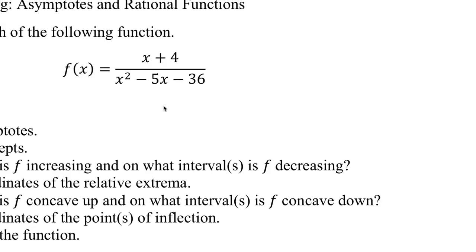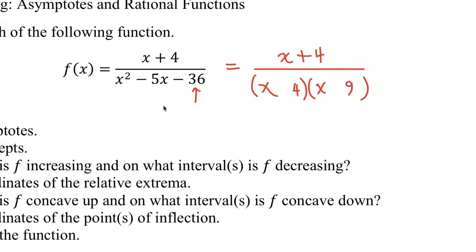So the numerator is x plus 4. I'll keep it the same. But the denominator, let's see if it factors. Two numbers that multiply to be 36. I'm thinking 4 and 9. See, I'm trying to see if I can match this top and cancel it out. What if I have x plus 4 and x minus 9? Will that give me this trinomial? 4 times negative 9 is negative 36. Yes. And if I do 4 minus 9, that is negative 5.